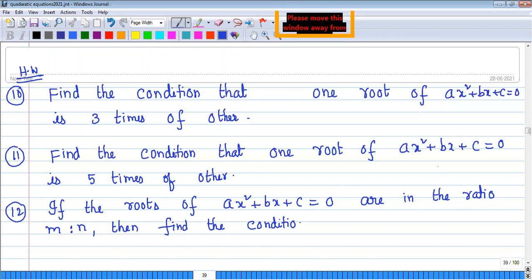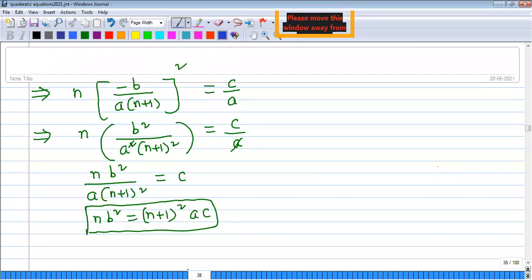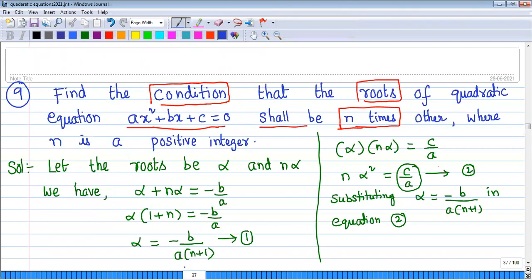Sir, show the previous page, sir. So the previous picture. Now show the homework questions.